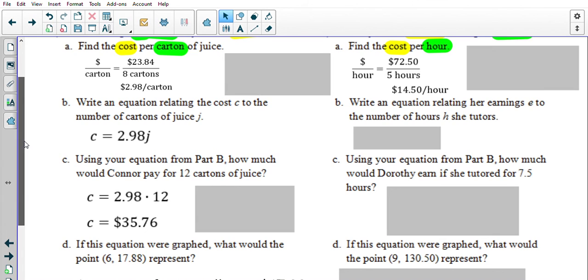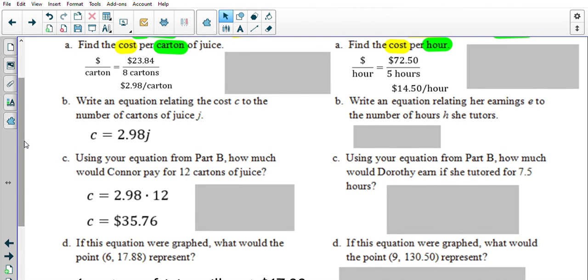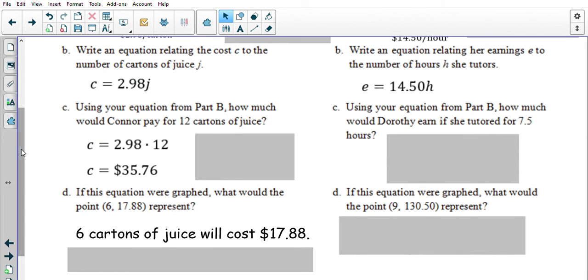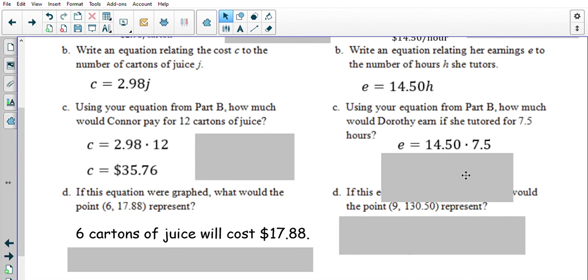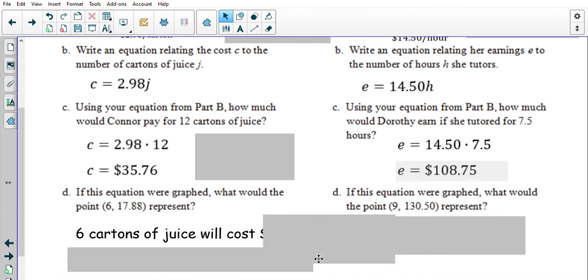Write an equation relating her earnings E to the number of hours H she tutors. So if it's $14.50 per hour, take $14.50 times H, set it equal to her earnings. Since her earnings are $14.50 times the number of hours that she works. Now, just like part C in the previous question, using your equation from part B, how much would Dorothy earn if she tutored for 7.5 hours? Well, in this case, we want to replace H with 7.5. 14.50 times 7.5 will get us $108.75.